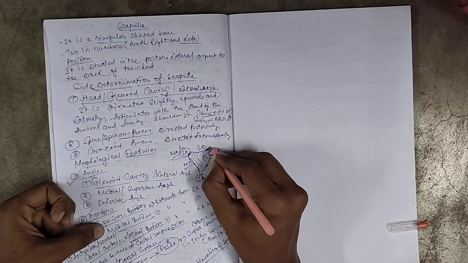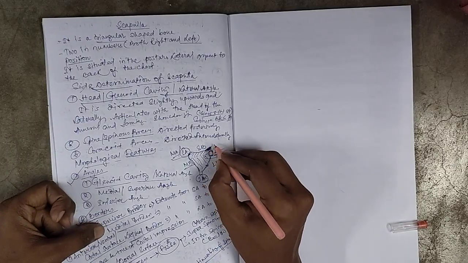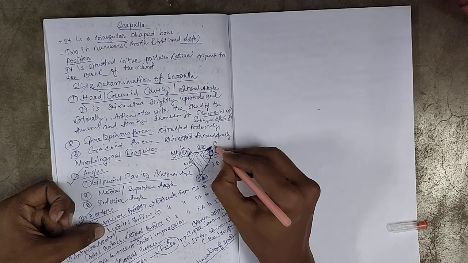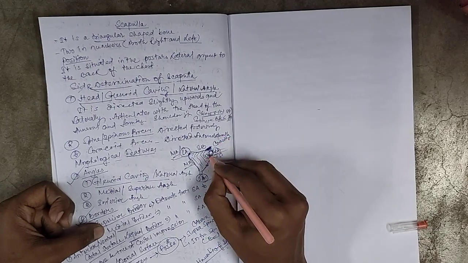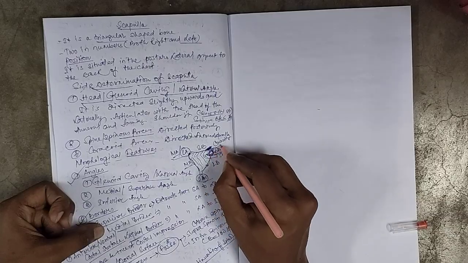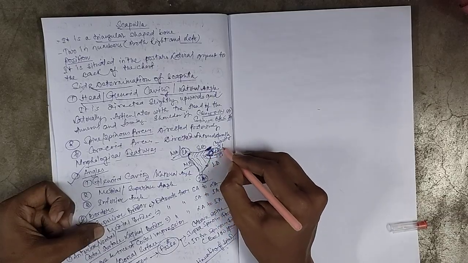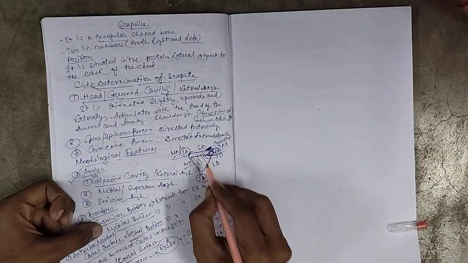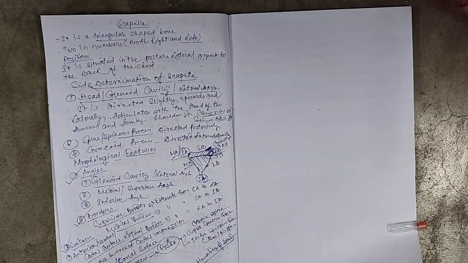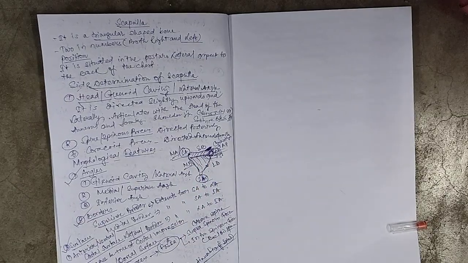Here you can see the processes. This is the coracoid process. Here you can see one process, that is the acromion process, and this is the spinous process. And there are some notches also.